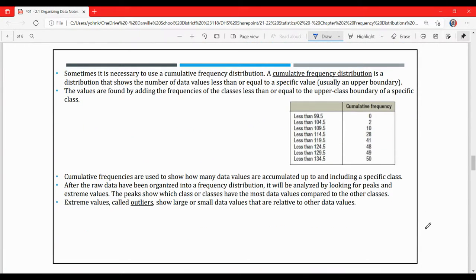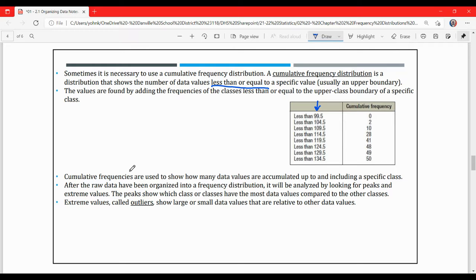All right, so sometimes it's necessary to use a cumulative frequency distribution. A cumulative frequency distribution is a distribution that shows the number of data values less than or equal to a specific data value, usually an upper boundary. Notice that all of the numbers here match up with the lower class boundaries. Notice also that it says less than. That's because we're continuously adding all of the values in the table that are less than each of the different boundaries.